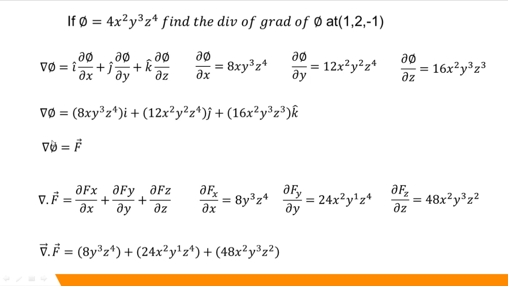What is f? The gradient of phi. So the divergence of the gradient of phi is going to be this much: 8y cube z to the power 4, 24x square y z to the power 4, 48x square y cube z square. Now you substitute x equal to 1, y equal to 2 and z equal to minus 1, and this is going to be the final answer. So this is just the method for the divergence of the gradient. By looking at the final answer, you can conclude the value of the divergence of the gradient of phi.